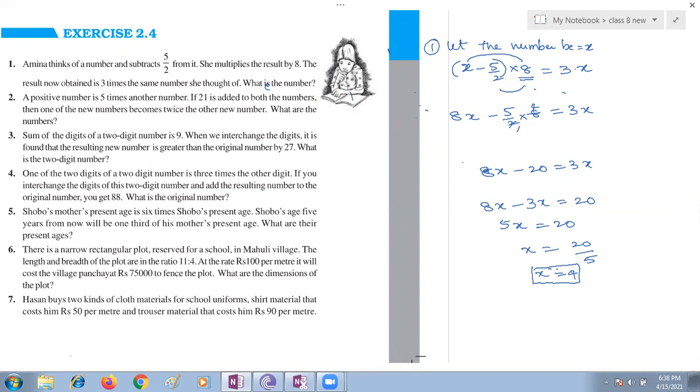It's a really wonderful question. You're supposed to think here, children. A positive number is 5 times another number. Let the other number be x first, children. Ma'am, we can take the positive number as x and the other number as 5x. No, anything you can take. First, if you take the other number as x, then the positive number is 5x, right? Yes, ma'am. Nothing to worry. Whatever we take, we only apply the conditions.